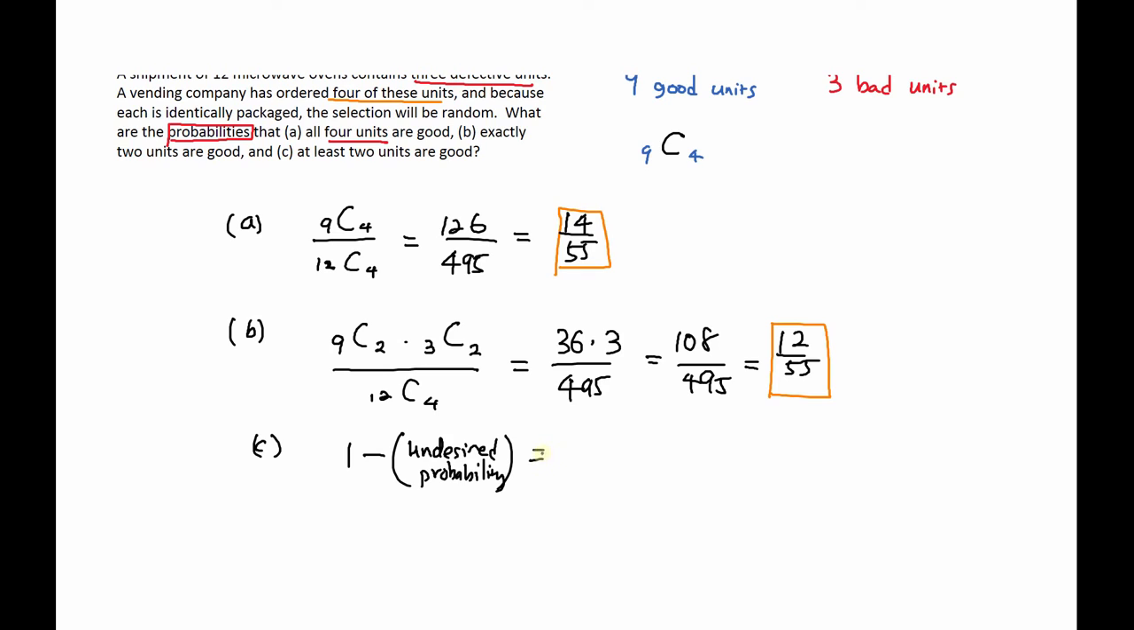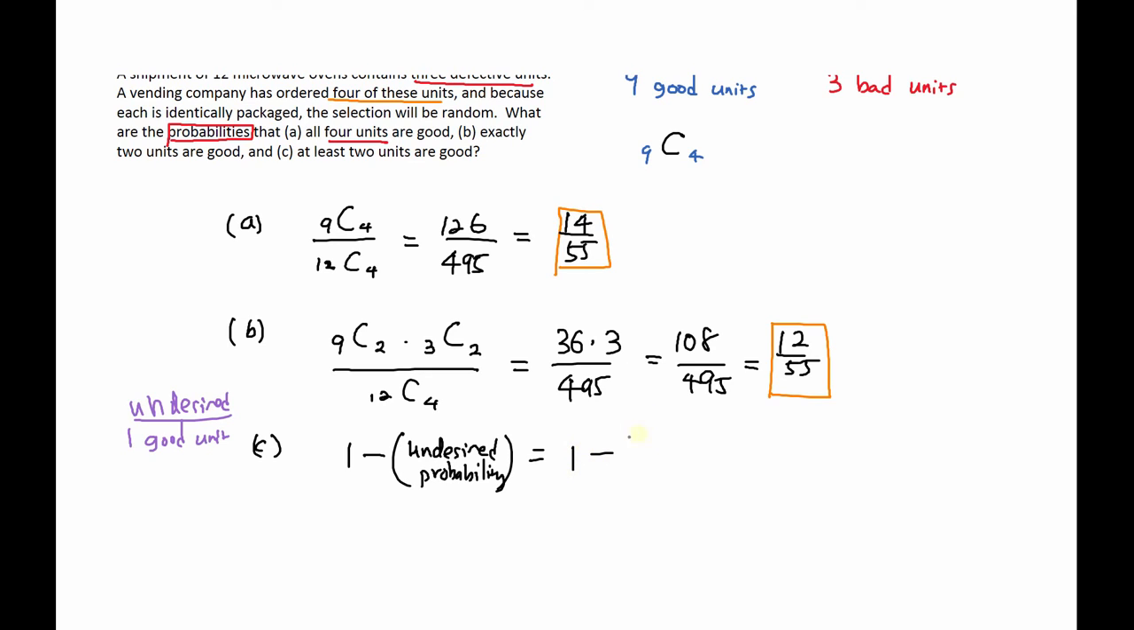Okay. So what's undesired in this situation? We have at least 2 units are good. That means when we have one good unit, that's undesired. So I'll write down here, 1 good unit is undesired. What about 0 good units? Well, that's not possible, because that's implying that we'll have 4 bad units, and the probability of having 4 bad units is 0, so you don't have to worry about that. So that simplifies our situation here.